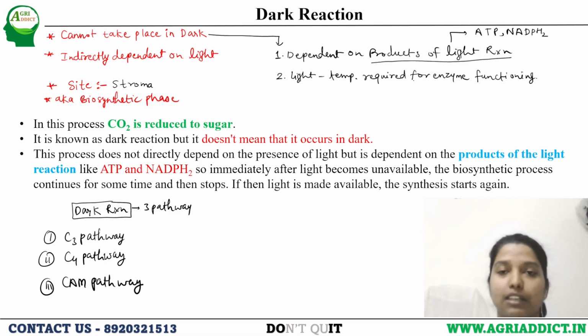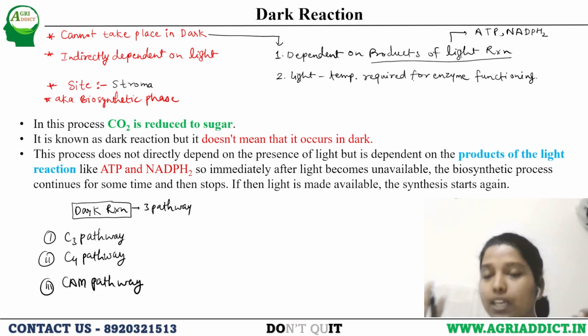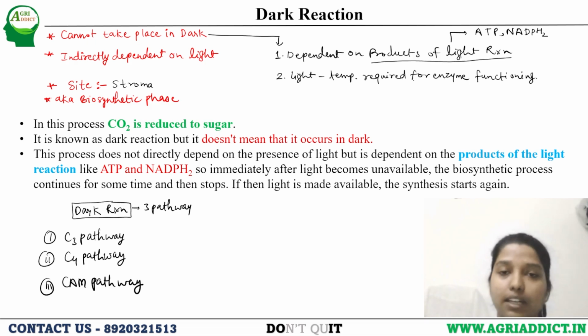Now comes the dark reaction. We have completed the light reaction. In light reaction, what is happening? This light energy is getting converted into chemical energy. What is chemical energy? This is ATP, NADPH2. Okay. Now the light reaction has done its work, and now this ATP and NADPH2 will be used in the next step, that is the dark reaction.